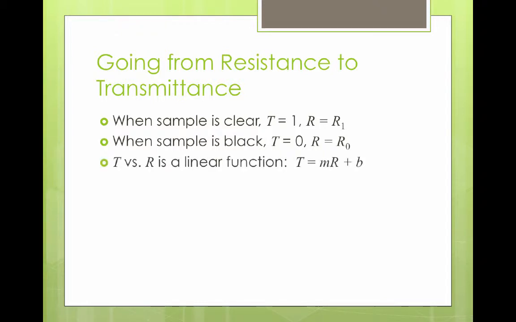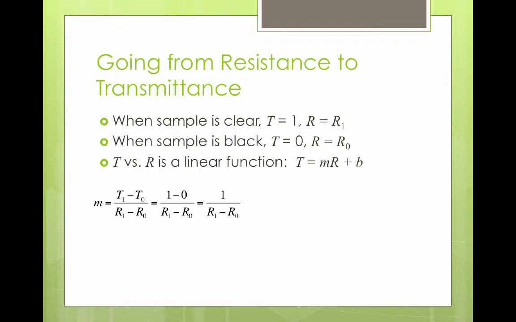Now we understand that for the range of values that we're using for our photoresistor, the transmittance versus the resistance is a linear function, so we can write it like a line and say that T is equal to M, or slope, times R plus B, which is the intercept. That's just our typical slope-intercept form for a line that you should be familiar with. Now we need to figure out what M and B are so that we can use this equation to calculate T from a given R.